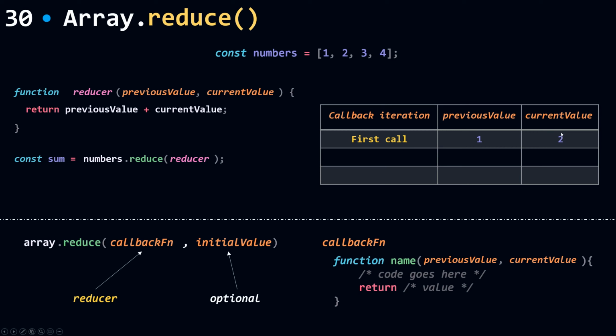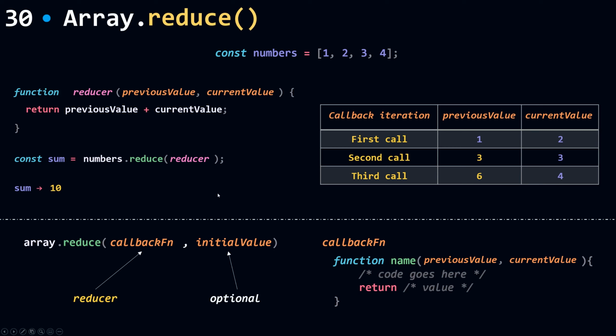And then on the second call, the previous value will be the returned value from the reducer, which is 1 plus 2, so 3. The current value then will be 3, and then on the third call, the previous value will be 3 plus 3, which is 6, and the current value will now be 4. And again, because we don't have any elements left, on the third call, the reducer will return 10, 6 plus 4, so the sum will be 10. So now we have seen how the reduce method works with or without an initial value.